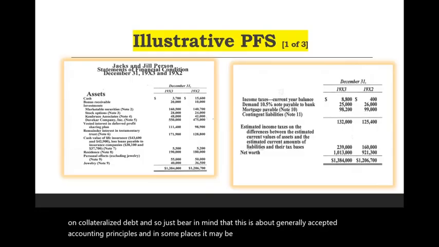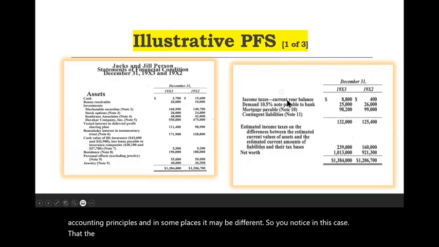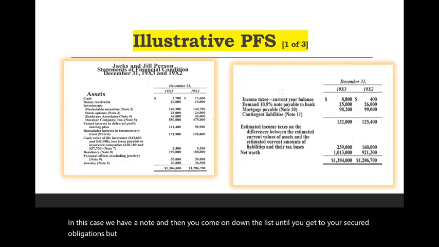You notice in this case that the unsecured debt is on demand. So if you had credit card balances, those would be listed first. In this case, we have a note, and then you come on down the list until you get to your secured obligations. But the general rule is that your liabilities should be listed in the order of maturity.